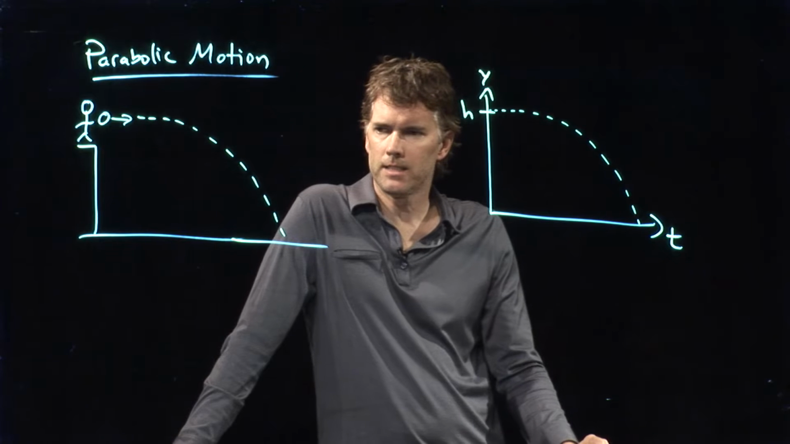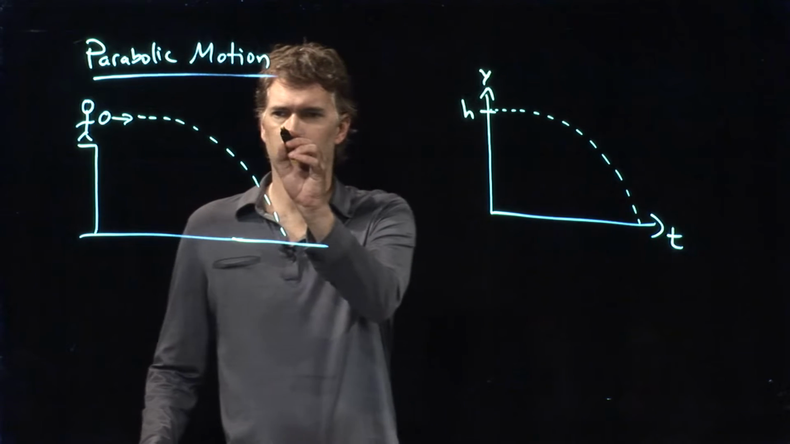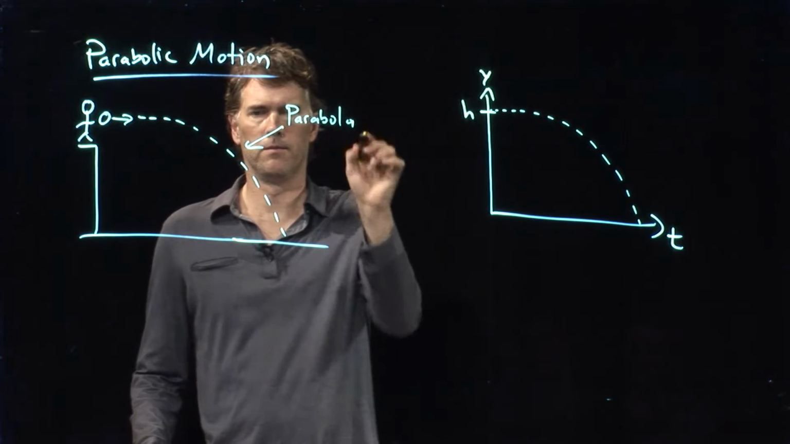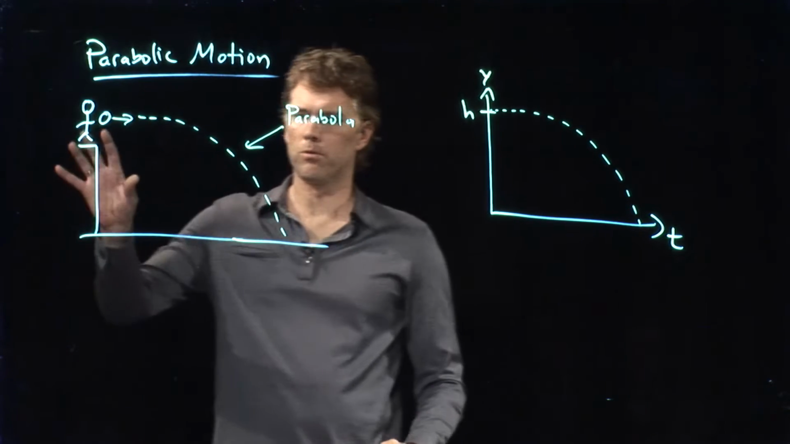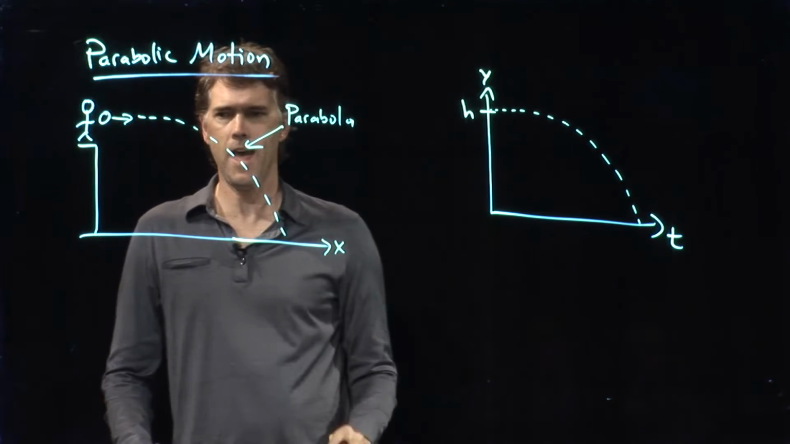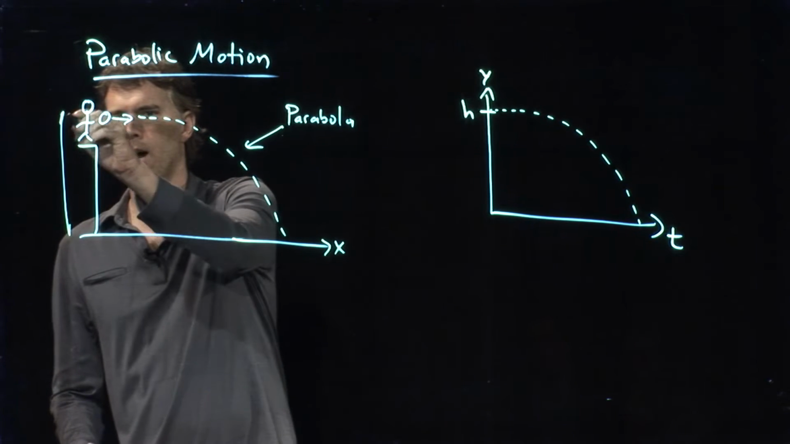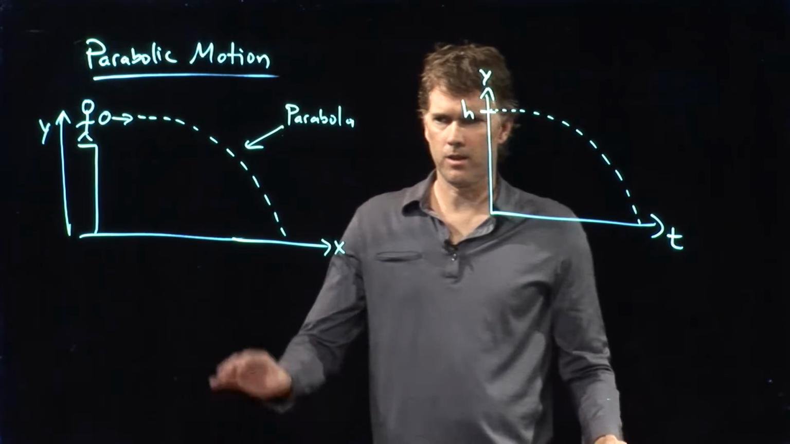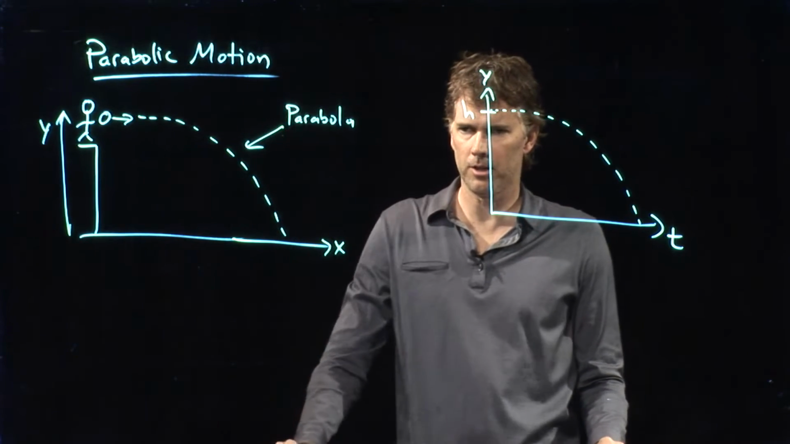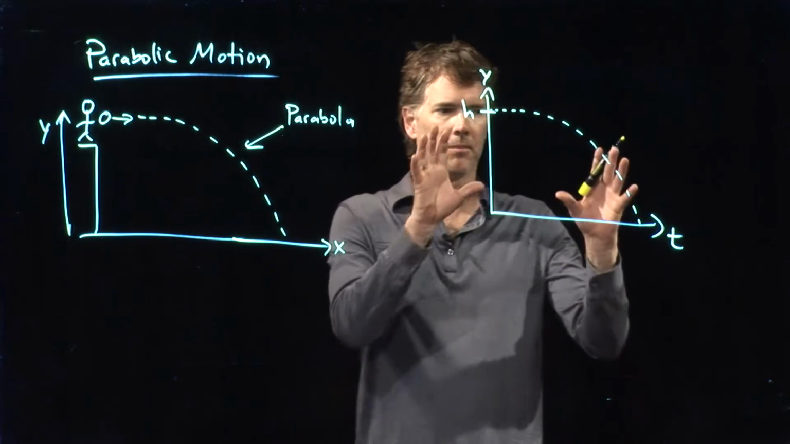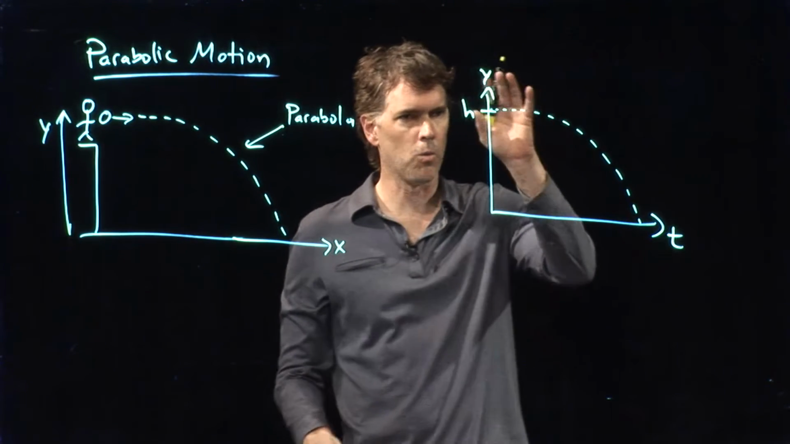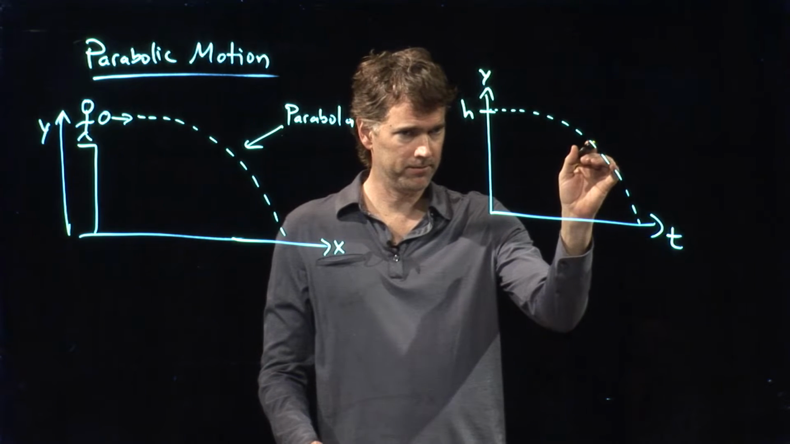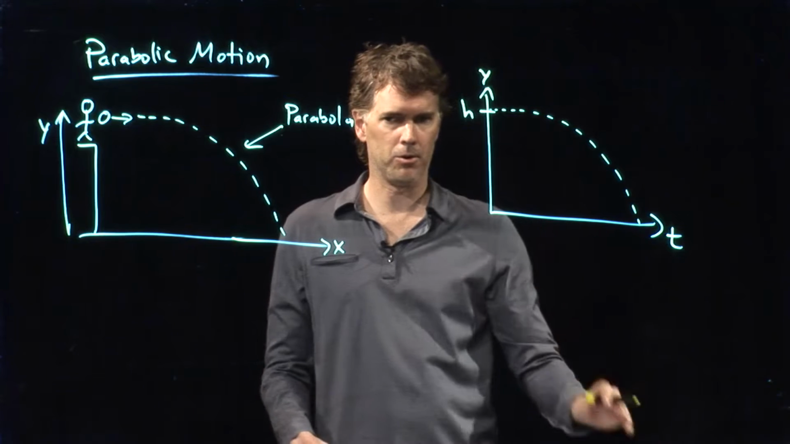But we just said that this thing was a parabola, and yet this was y as a function of x, y on the vertical, x on the horizontal. We said that y versus x gave us a parabola. But now we're mapping something totally different. We're mapping y as a function of time. Is this a parabola, or is this not a parabola? What do you think?